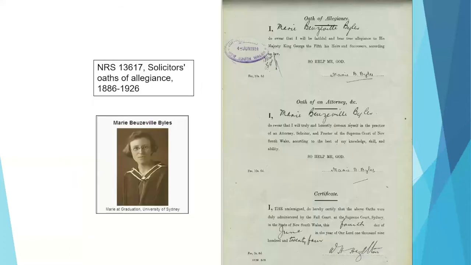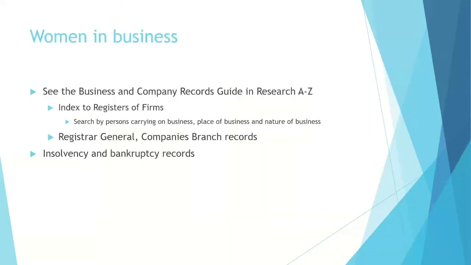And here we have a solicitor's oath of allegiance for Mary Beauville Biles. She graduated from Sydney University and she became a solicitor in 1924. And we have her signature up the top there, which is quite lovely.